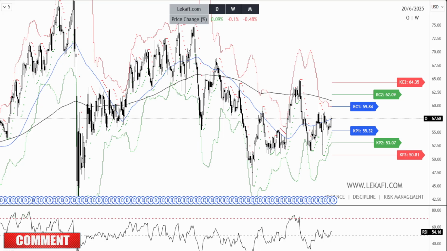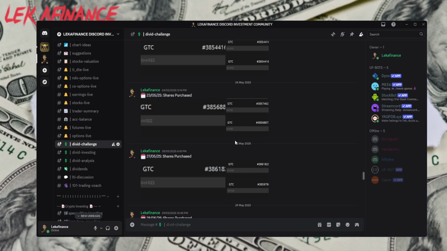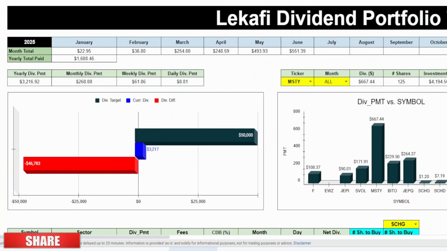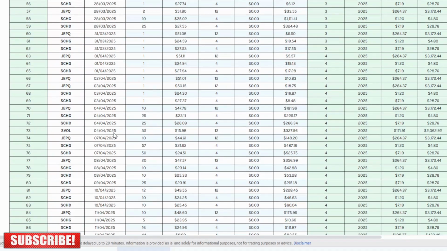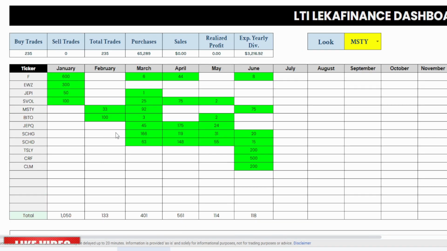Your watch list. So in our challenge, and by challenge I mean, if you come here to our Discord group, we have a challenge here of 3 ETFs: JEPQ, SCHD, and SCHG. And we are buying pretty much every single day, as you guys can see. We don't care if the market goes up or down, whatever. Regardless of what happens, we don't care.